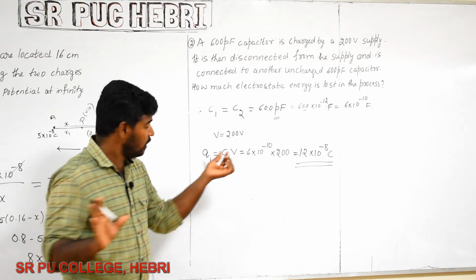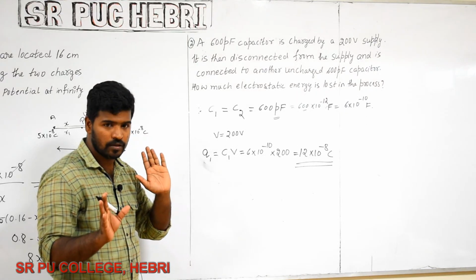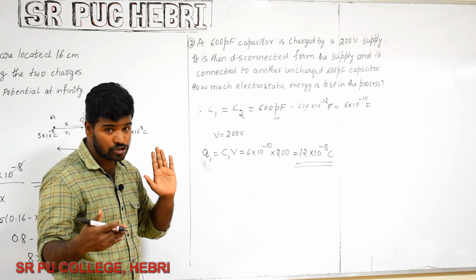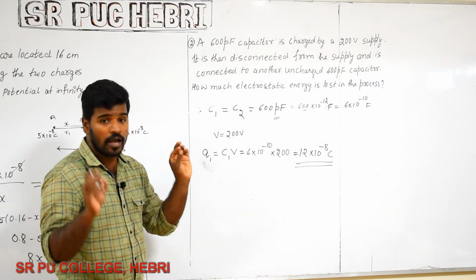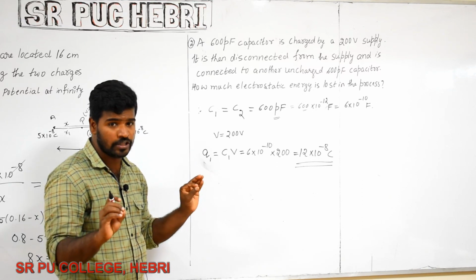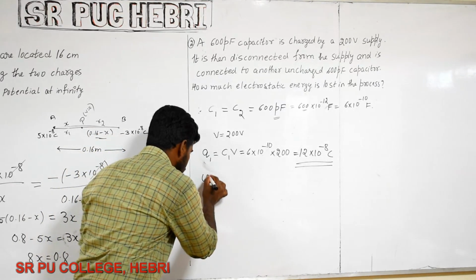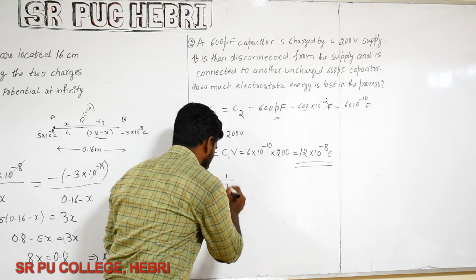Any doubt in this? Simple equation, just applying the relation for charge on the capacitor. As the capacitor begins to charge, this is the conclusion for the first sentence. As the capacitor begins to charge, it means there is energy stored in the capacitor. In general, the energy stored in the capacitor U1 is equal to the general equation half CV square.